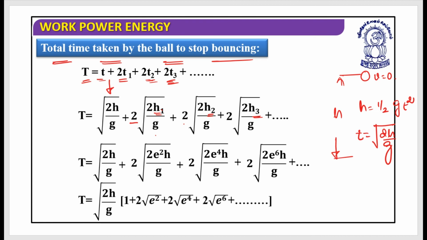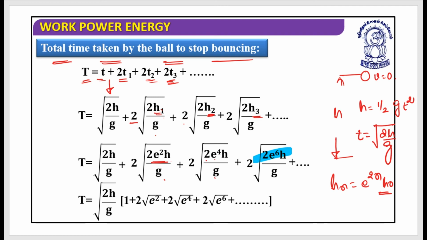And this h can be replaced as hn equals e to the power 2n into h naught. So after the first bounce it could be written as 2 into root of e square into h by g. Second bounce, 2 into root of e to the power 4 into h by g.